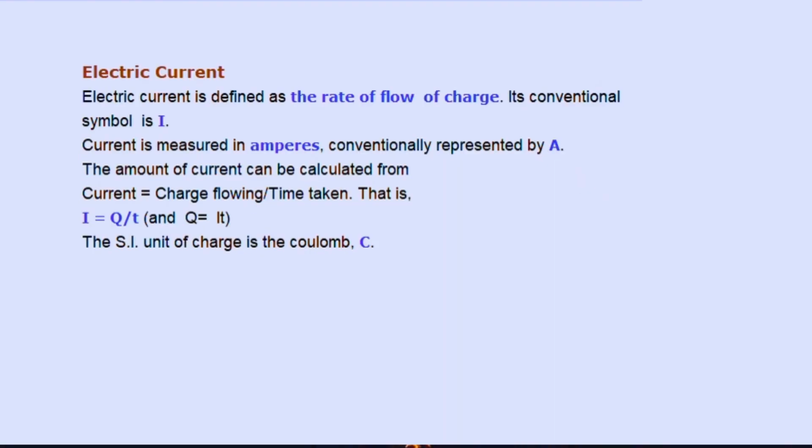Electric current is defined as the rate of flow of charge. Its conventional symbol is I. Current is measured in amperes. The amount of current can be calculated from current equals charge flowing over time taken, that is, I equals Q over t. The SI unit of charge is the coulomb, C.